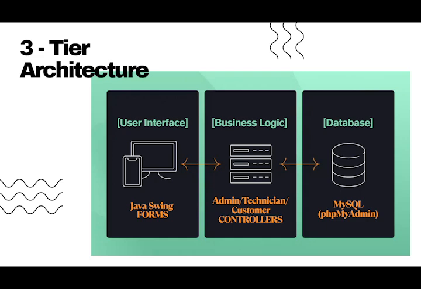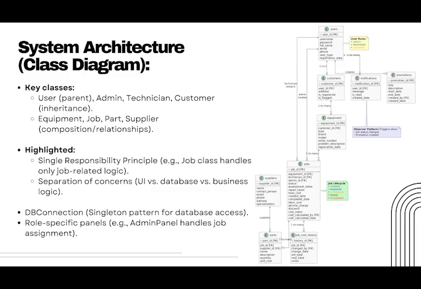This is the three-tier architecture which we have used for our system. System architecture showcased with class diagram. The system is structured around the core object-oriented principles. There are some key classes. The user class is a parent for admin, technician, and customer subclasses, demonstrating inheritance. Classes like equipment, job, part, and supplier show composition through their association.